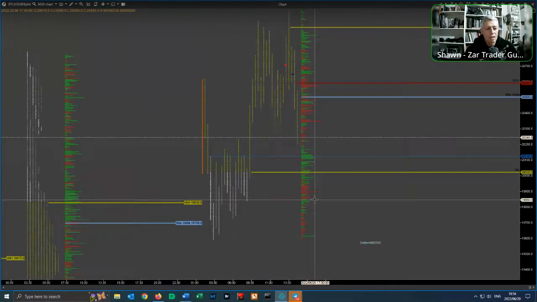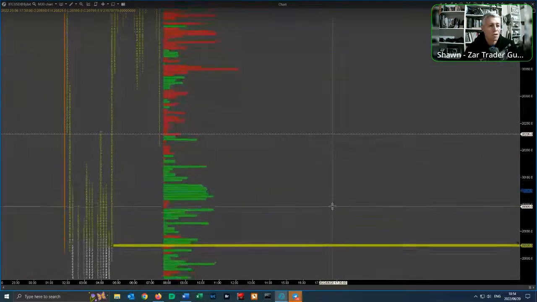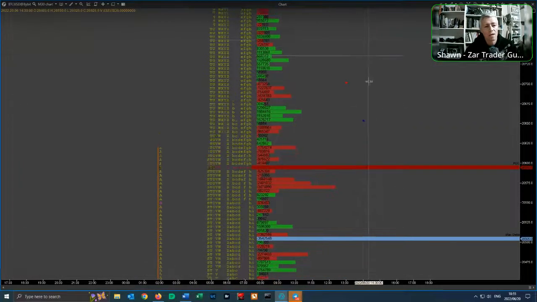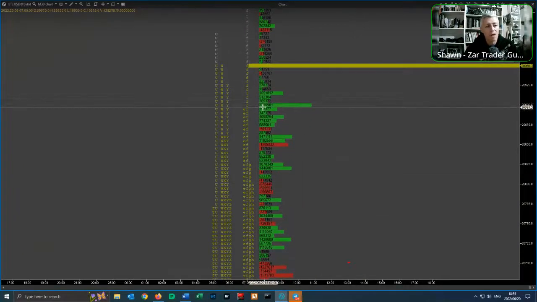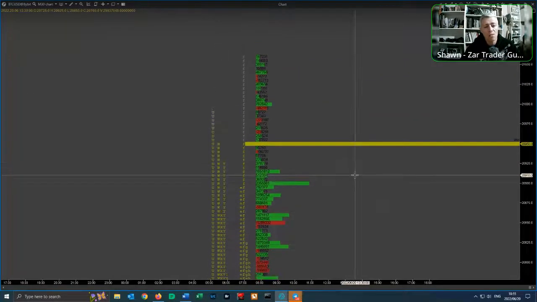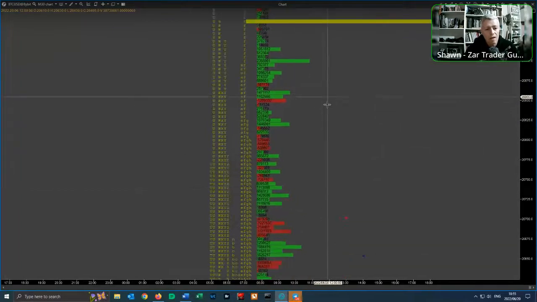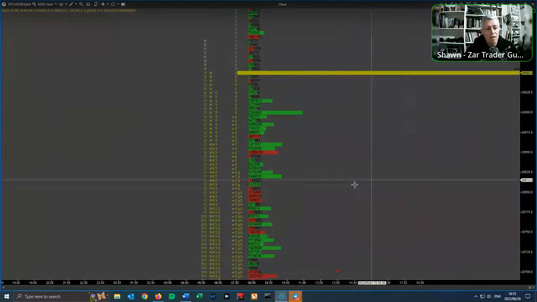So that's the basics of TPO. And you can see I can expand the volume profile. This is a TPO chart with the letters on the left, and there's a volume profile. I've turned it on to tell me where the delta is. All of these greens mean that the buys outstripped the sells, and over here the sells started outstripping the buys.